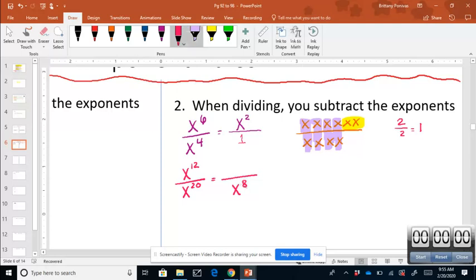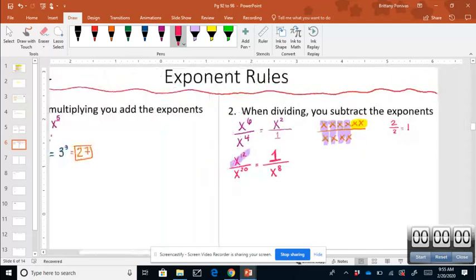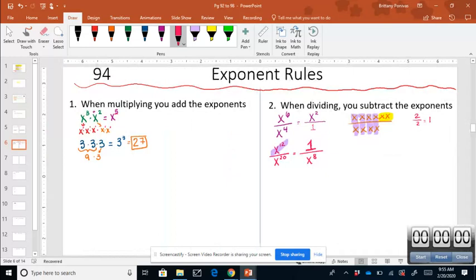That means that this entire top cancels. So when things cancel, they cancel to be 1. So you would need the 1 on top of that fraction, because that x to the 8th power is the denominator. So make sure you have that example under those 2 examples underneath number 2, and those two examples underneath number 1.